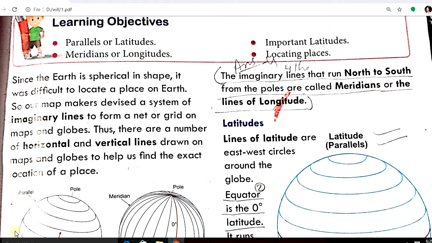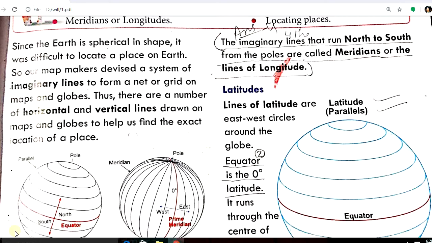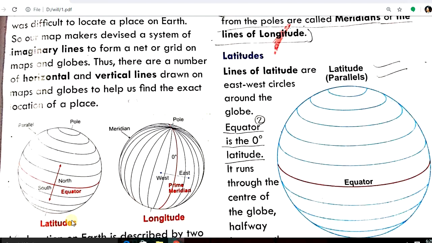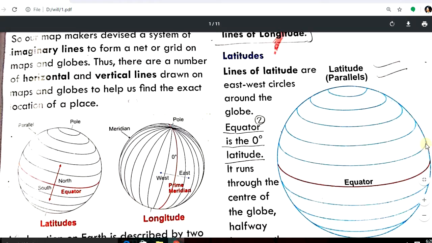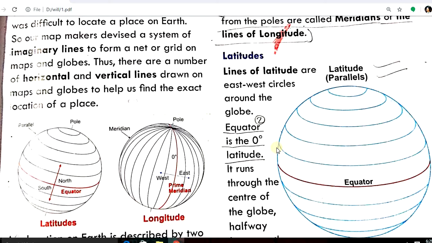Now first I will tell you about latitudes. Now what is latitude? लैटिट्यूड्स क्या है? Lines of latitudes are east-west circles around the globe. Now, latitudes are lines running from east to west. कहाँ से कहाँ चलती हैं ये? East to west चलती हैं ये. This part of east से लेकर यहाँ से the west. East to west चलती हैं ये. And these are the horizontal lines.